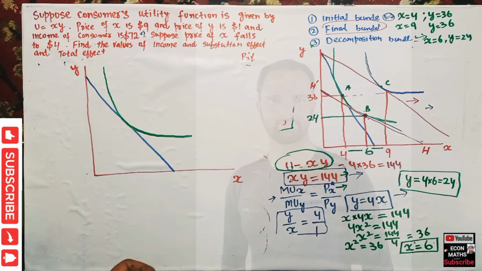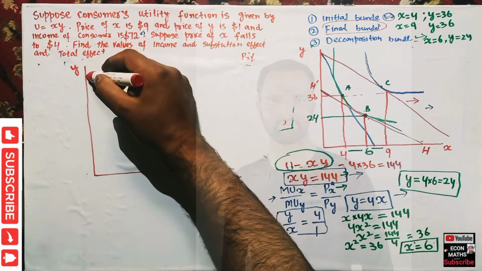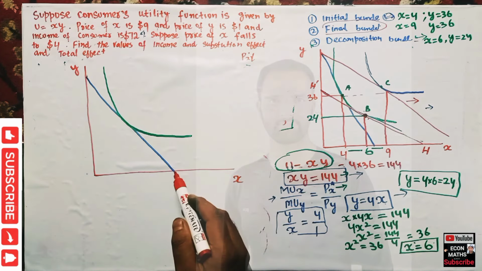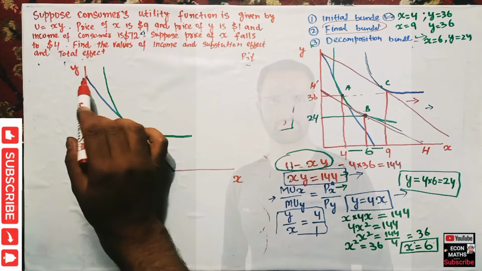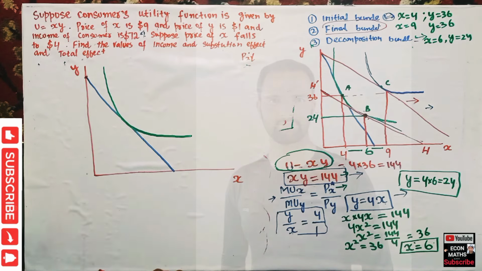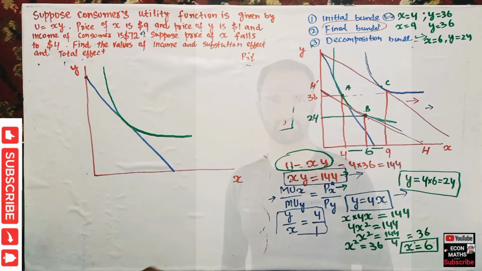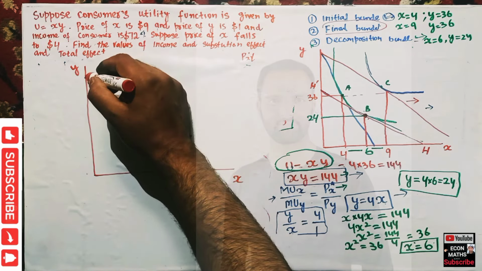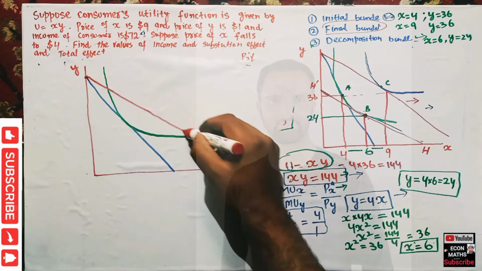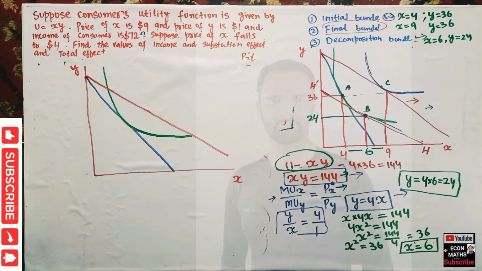Okay, so that means his budget line will also change. Let me draw the new budget line in this red color. Here there will be a tilt, but the intercept on the y-axis will remain the same because the price of good y has not changed. So let's draw the new budget line like this. This is our new budget line.